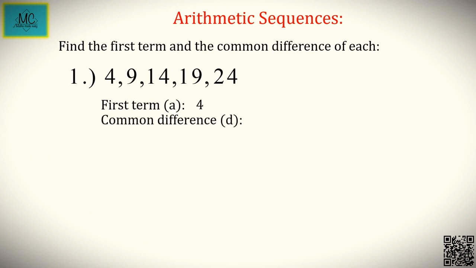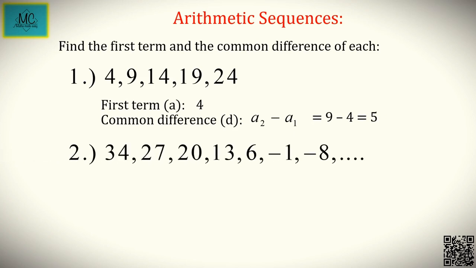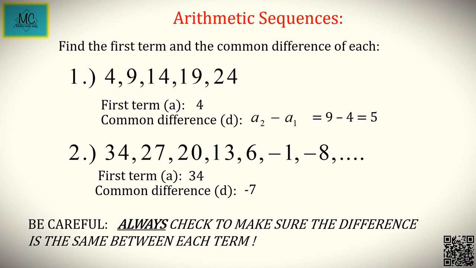Now my common difference here will be the second number in the series minus the first number. So a2 minus a1 is going to give me the difference of these numbers, which is 9 minus 4, equal to 5. Similarly for the second one, the first number is 34, that's my a, and the difference is minus 7, which is 27 minus 34. That's how I'm going to get my minus 7. You should always be careful and check to make sure the difference is the same between each term. Then only is it an arithmetic sequence.